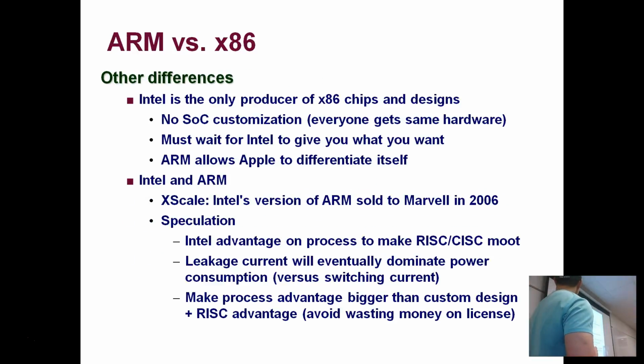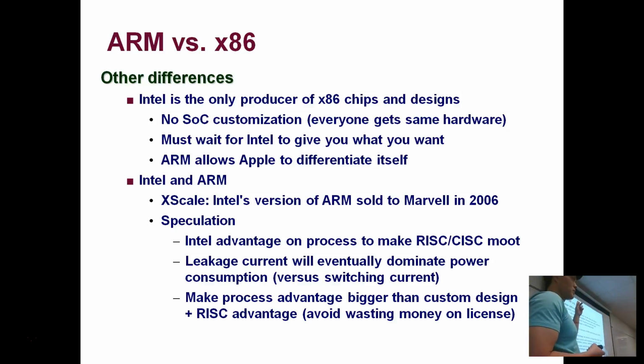The other differences, and one of the biggest ones, is that Intel is the only producer of x86 chips and designs. Because of this, they're a bottleneck. Technology moves really fast, and you want to be able to take a technology, alter it to suit your needs, and then upsell people on it, right?